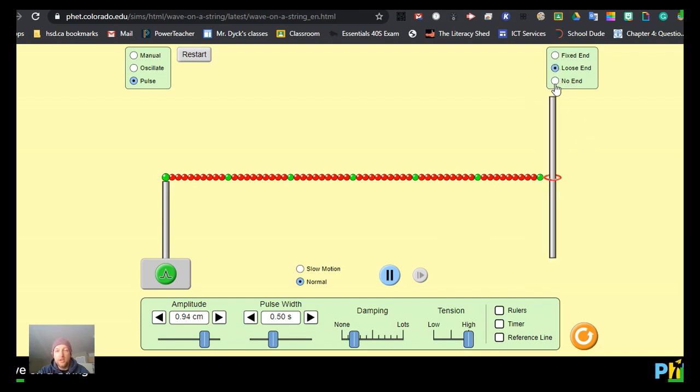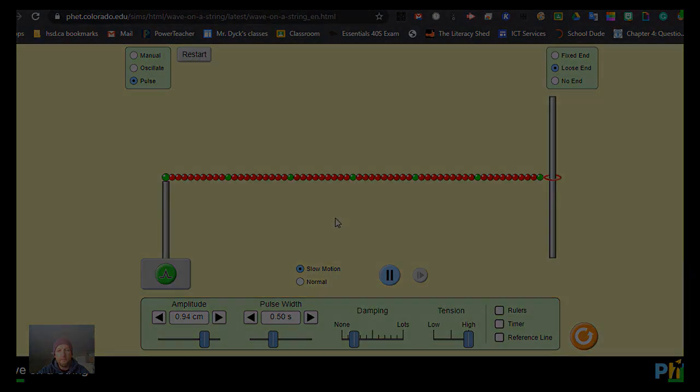As for a loose end, it's a little bit different than no end. As for the loose end, it's allowed to travel freely, and as it does, it actually comes up top and then comes back down, and it's able to reflect on the same side as it was propagated in the first place. So we can do a slow motion one, just to take a quick look at what that is. So it's coming to the loose end here, it's coming up, and then it's coming back down, but it reflects on the same side as it first propagated.